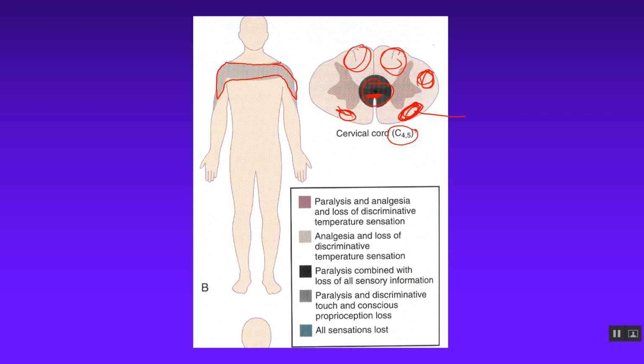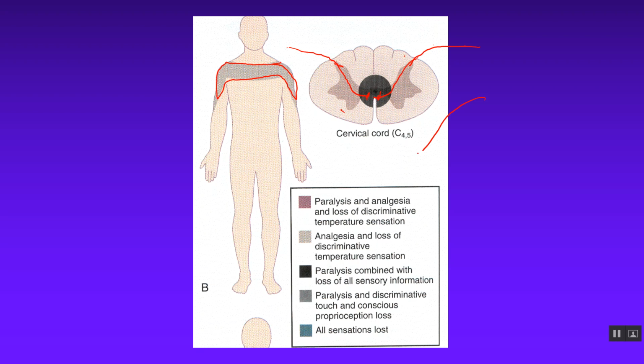Because what's happening here is, just at the level of the lesion, everything coming in, pain and temperature coming in from here, remember, it's going to try to cross over in the anterior white commissure, but it's going to get stopped there. But it's only going to happen at C4 and C5. Everything that comes in below C4 and C5, or anything that comes in above C4 and C5, is not going to be impacted by the lesion.